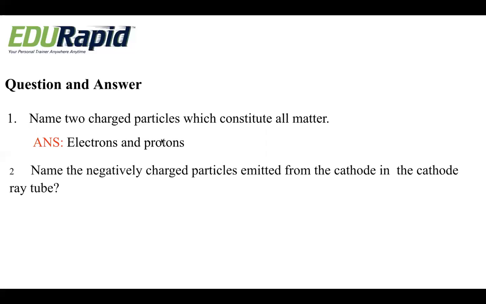Second one, name the negatively charged particles emitted from the cathode in a cathode ray tube. So which is a negatively charged particle which was emitted from the cathode in a cathode ray tube? Any answers? Okay, it is the electron. So which is a negatively charged particle? It is an electron.